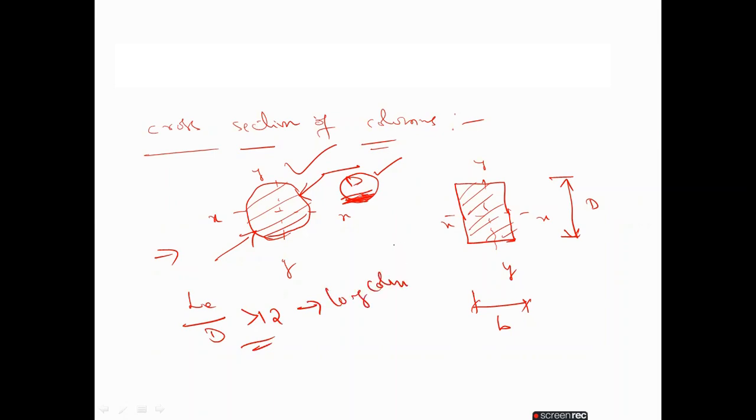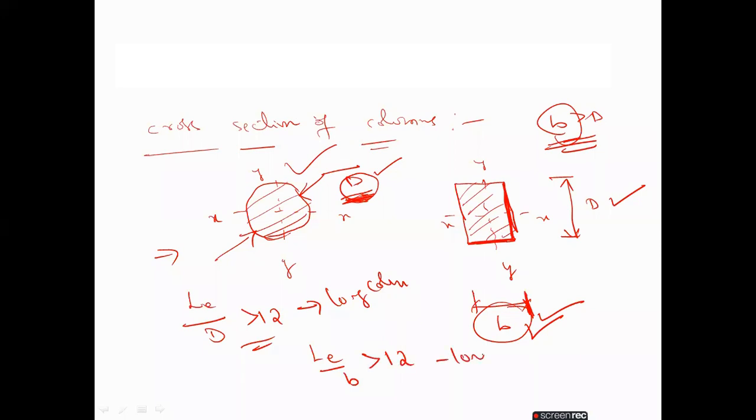Okay, so same like that. Here, if you compare, the D is more than the B. So here B is less than D, the width is very much less than the D. So the least lateral dimension, that is the least dimension, is B, the width. With respect to B, when the effective length to the least lateral dimension ratio is greater than 12, we call it a long column.